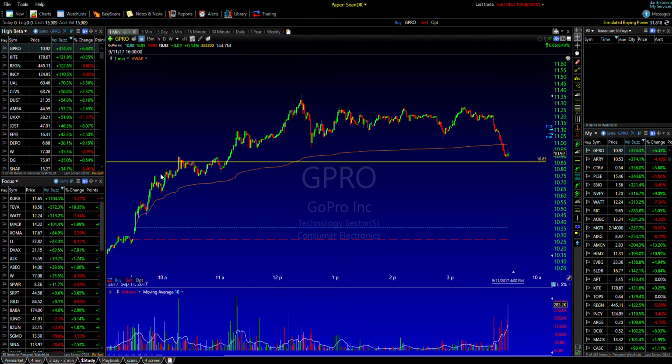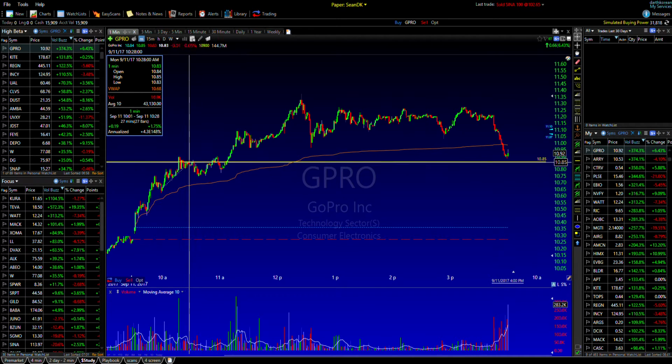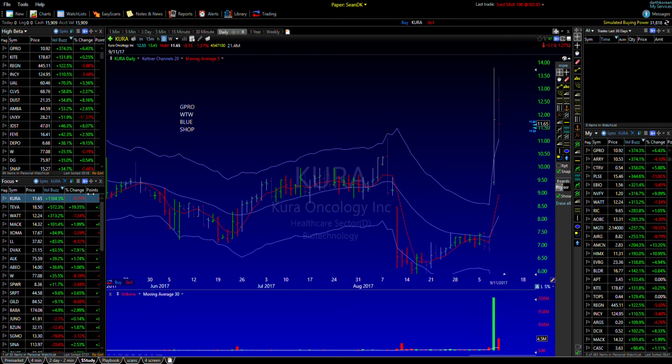So it would have been okay, but I knew this resistance level was right here, and it's not a good habit to be buying right underneath prior resistance. So that is why I chose to pass on GPRO, even though it did continue to go up. So anyway, I just wanted to discuss GPRO. I hope you understand what I mean.